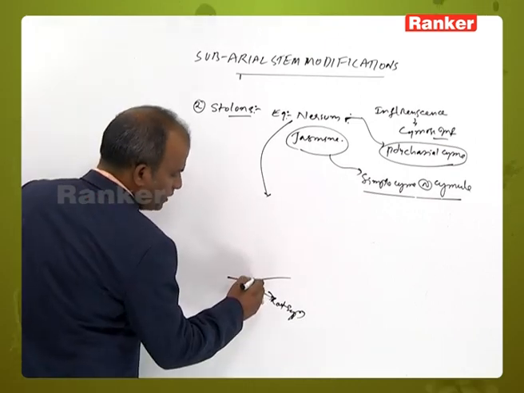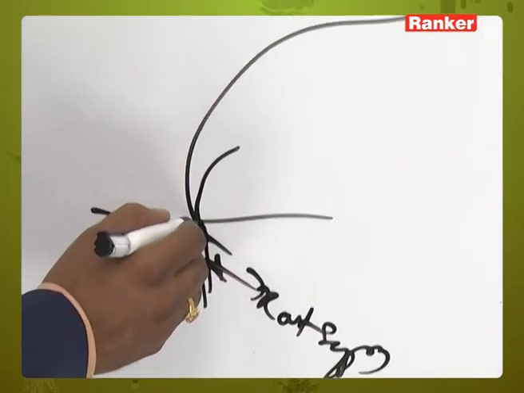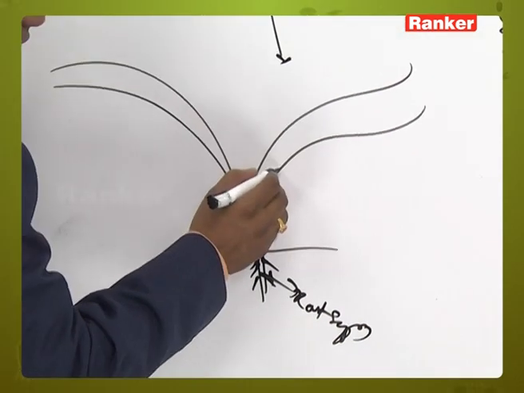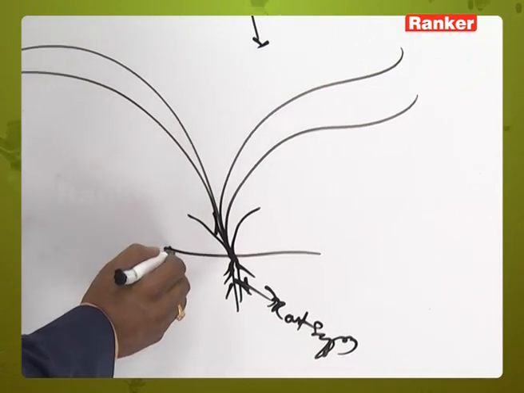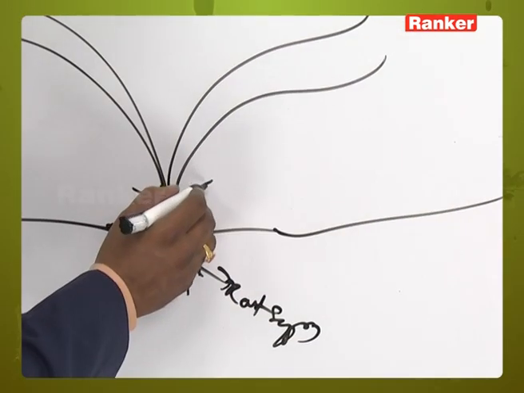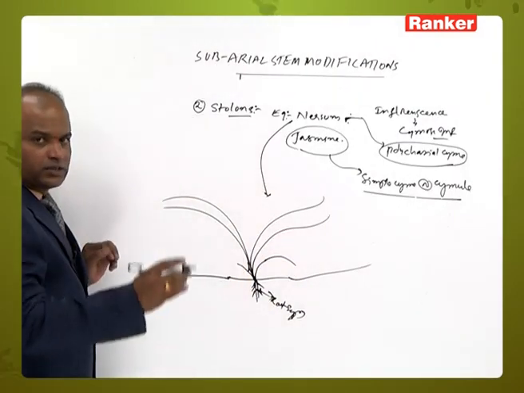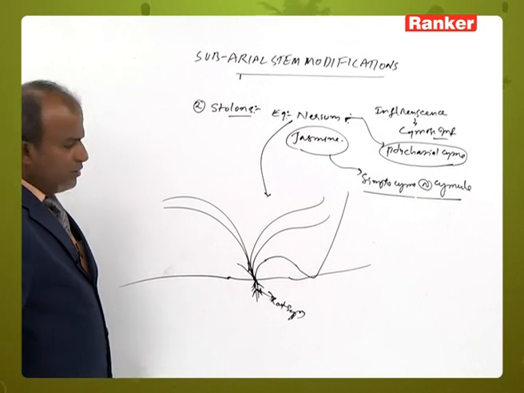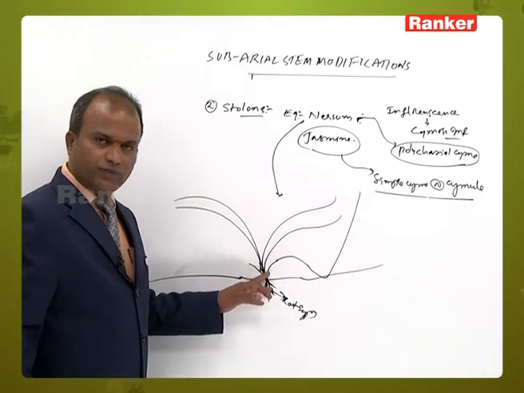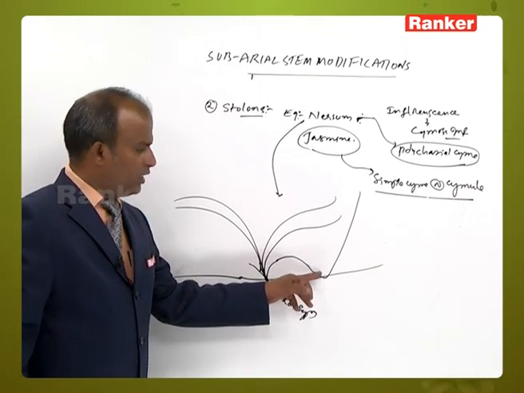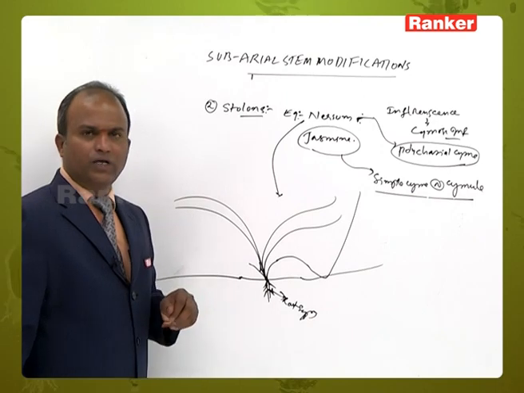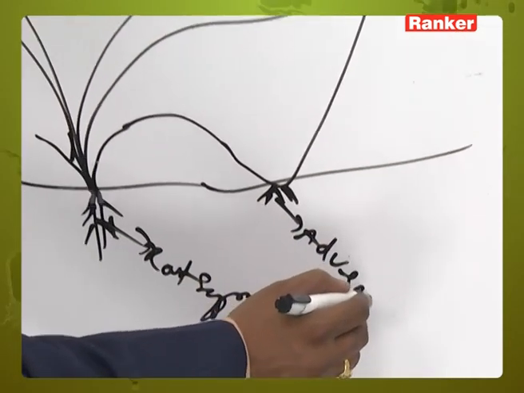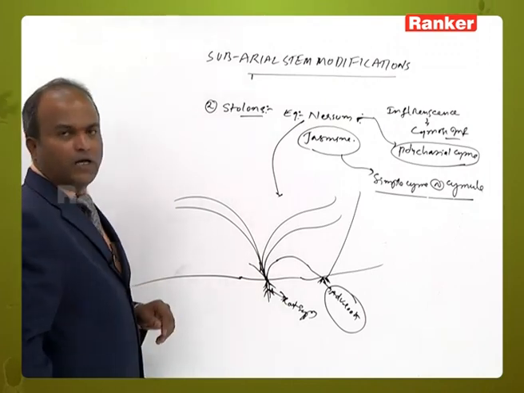The branches which develop from the basal part of the stem grow towards the soil. Once they touch the soil, they again become aerial. And where these branches touch the soil, they produce adventitious roots.